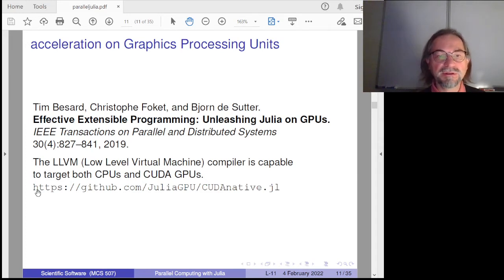So the nice thing about the low-level virtual machine compiler is that it can target both CPUs and GPUs. This is here a reference that seems specific for CUDA. CUDA is the Compute Unified Device Architecture of NVIDIA. But an advantage of the high-level GPU acceleration is also that there are different packages out there that can target any general GPU.